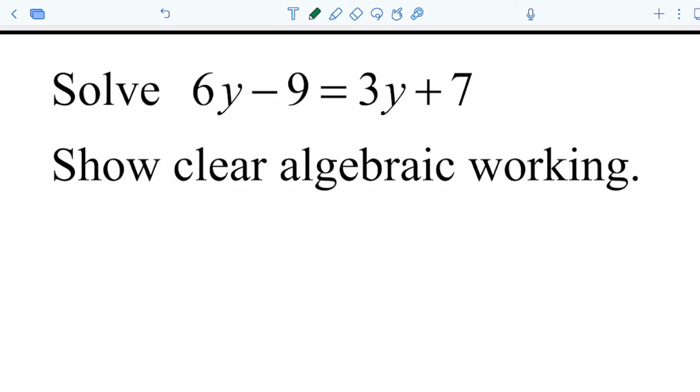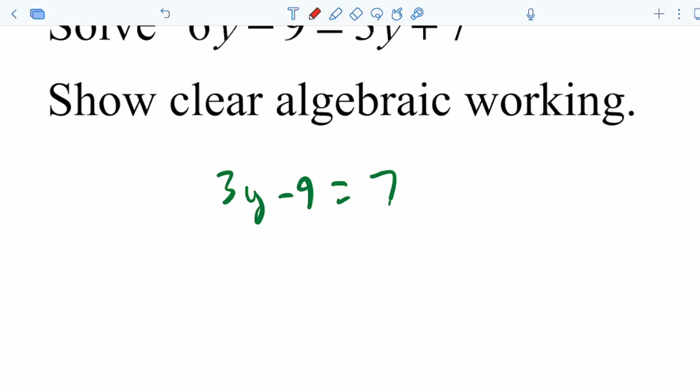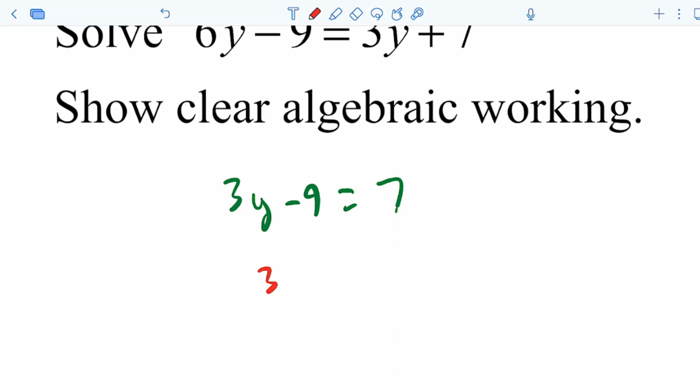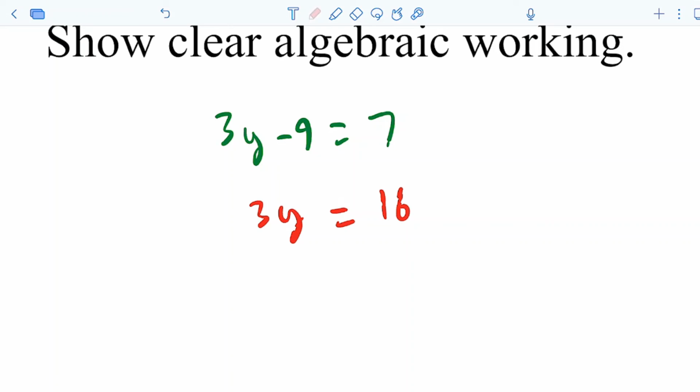So, taking 3y away from both sides, we have 3y take away 9 on the left hand side, and this is now equal to 7. Next step is the same as every other previous question, so we add 9 to both sides to get 3y now equal to 16. And the final step is to divide both sides of the equation by 3 to get y on its own, which is now equal to 16 over 3.